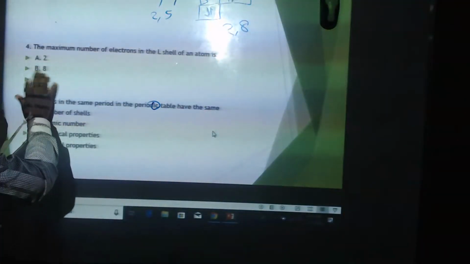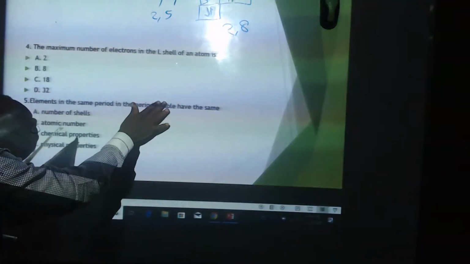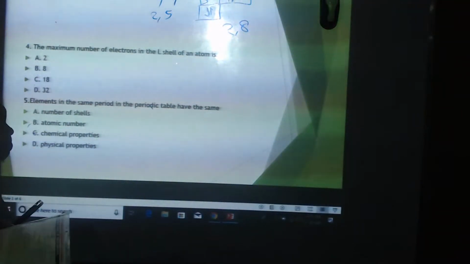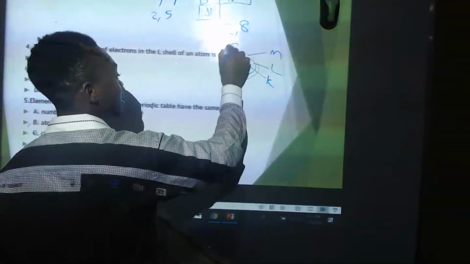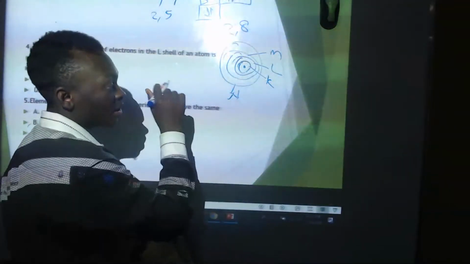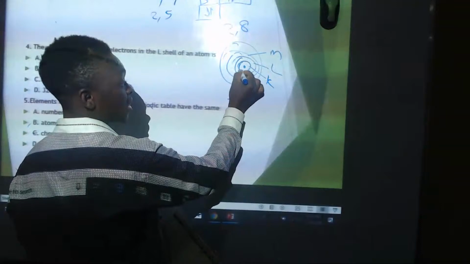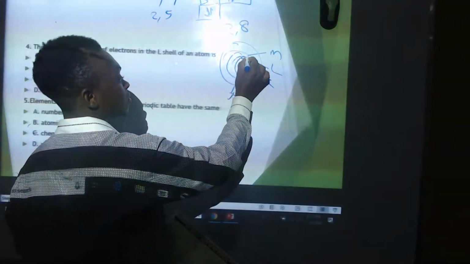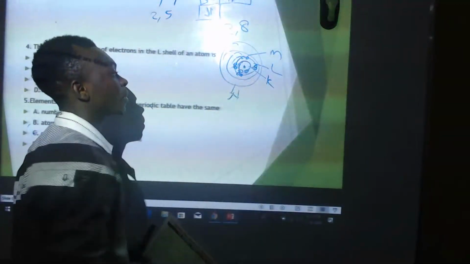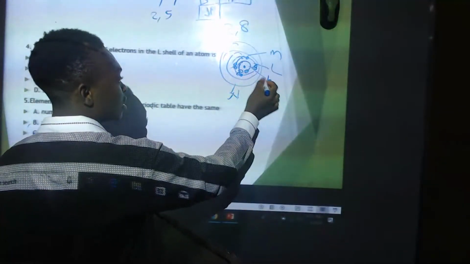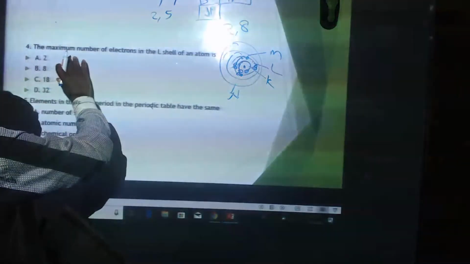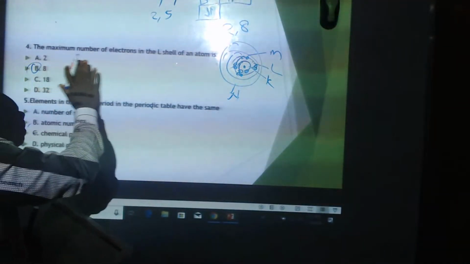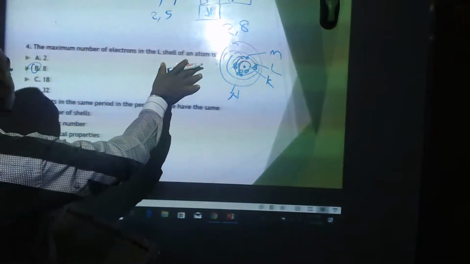They're going to say, what is the maximum number of electrons in the L shell of an atom? Remember, the first is K, the second is your L, the third is your M, then the fourth is your N. I told you that the first just has a maximum of 2 electrons. The next one has a maximum of 8 electrons. Now they're asking what the maximum number of electrons in the L shell of an atom is. So the answer here is B. You just have 8 maximum number of electrons in the L shell of an atom.